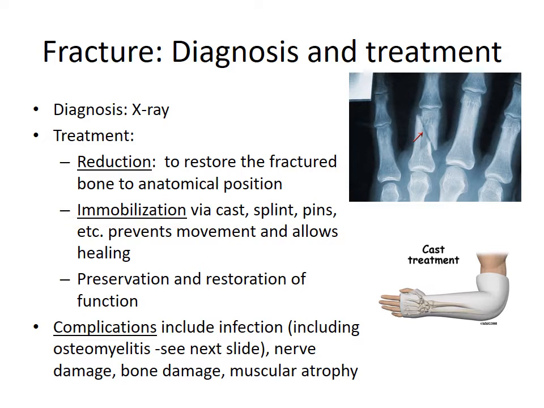You need to keep things from moving about. So this can be done with a cast or a splint or even surgically with some pins in order to prevent that bone from moving around and allow the body to heal itself. And then hopefully the process of doing this will preserve and restore the function. There are some potential complications that come with fracture. We'll look at some of them on the next slide. But breaking bones and sending little chips of sharp things through the body can lead to nerve damage, bone damage, and atrophy to the muscles while they're sitting in a cast.